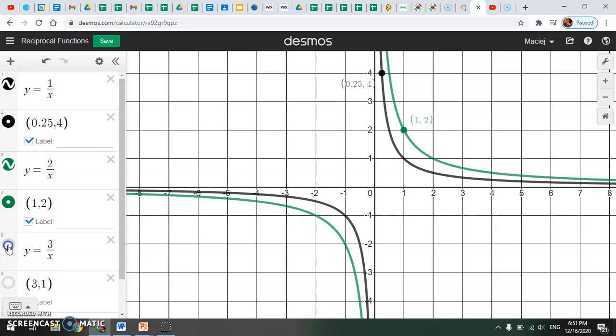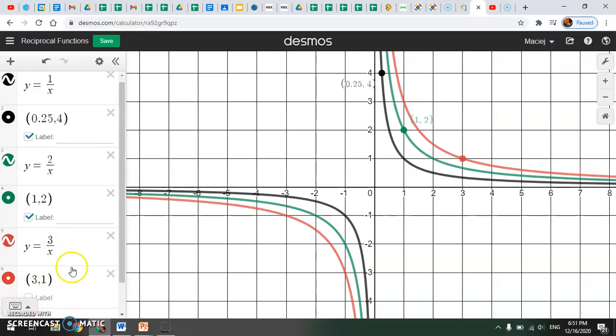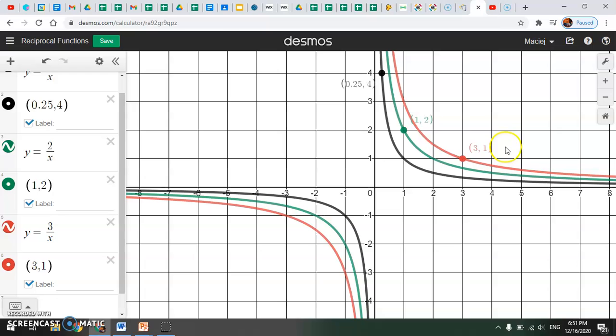Let's try it for y equals 3 over x. This red one is y equals 3 over x. So I picked a point, (3, 1). Let me label that one as well. Here's (3, 1). What happens when you do 3 times 1? 3 times 1 is 3, gives us the top number.